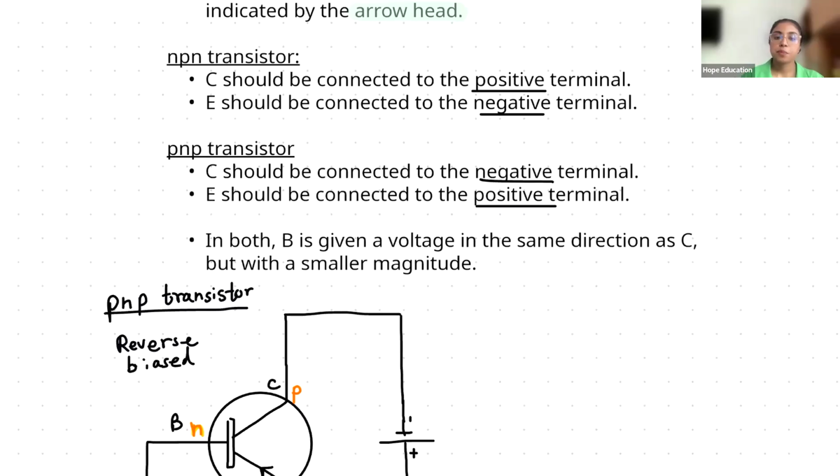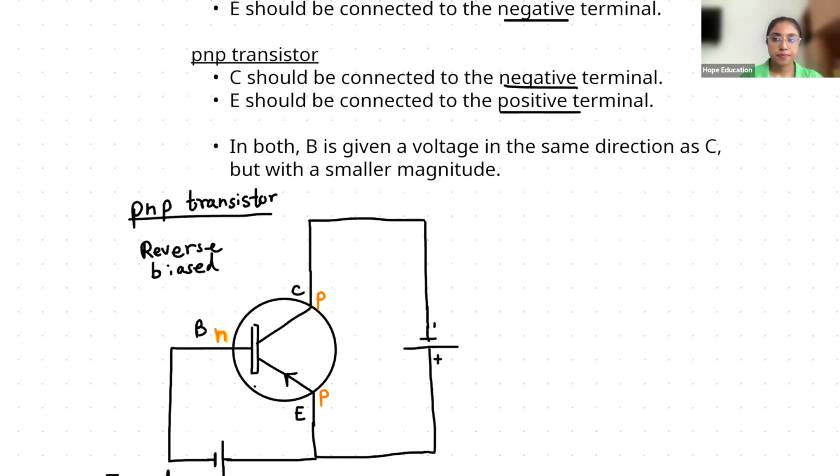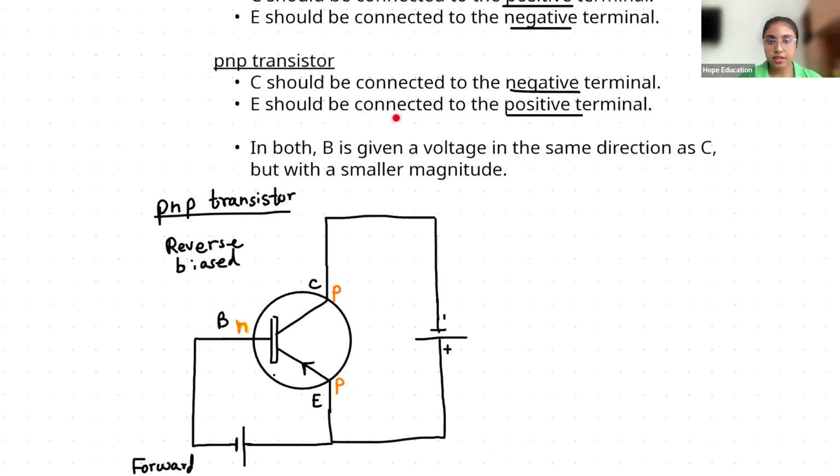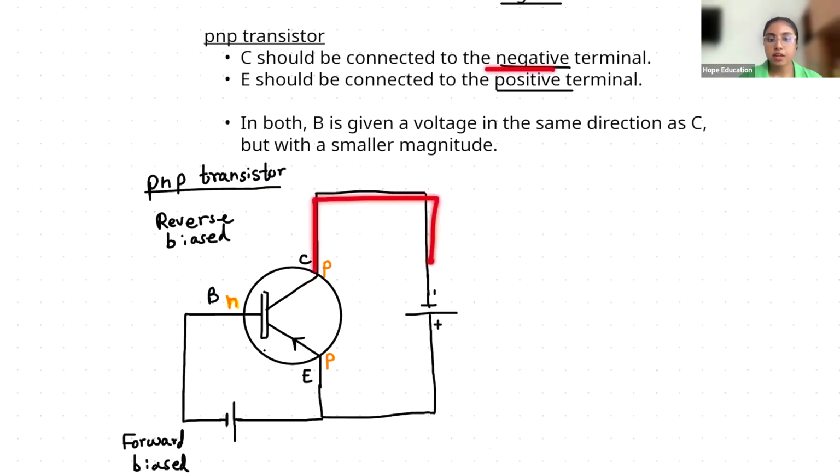Okay. So in the last one, right? Now here it says the PNP C should be connected to the negative terminal. That is true. C is connected to a negative terminal. E is connected to a positive terminal. So E is connected to a positive terminal.